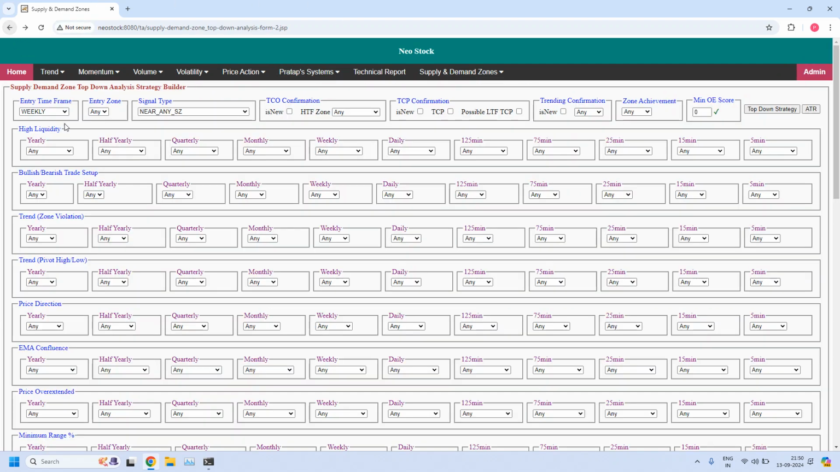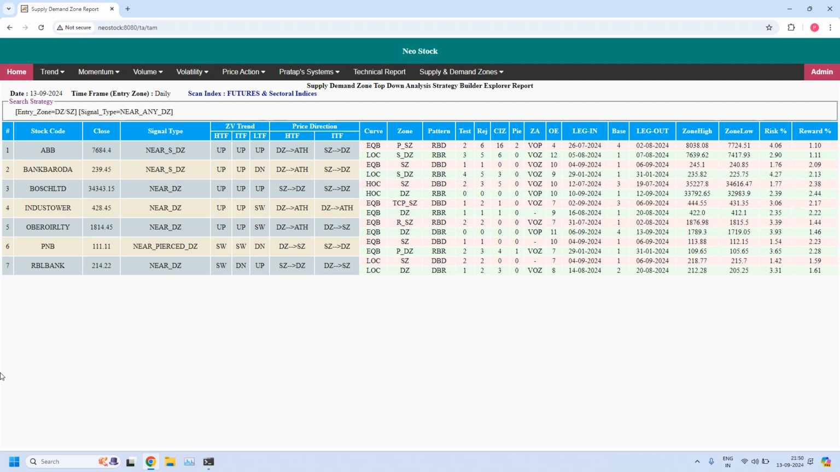Next time frame is daily. Entry time frame daily. Let us find the stocks near daily demand zone. 7 stocks are filtered. So we need to identify daily high liquidity zones from this list. And ABB is a high liquidity zone. Next, Bank of Baroda is a high liquidity zone. That's it. We have identified 2 daily high liquidity demand zones from this list.